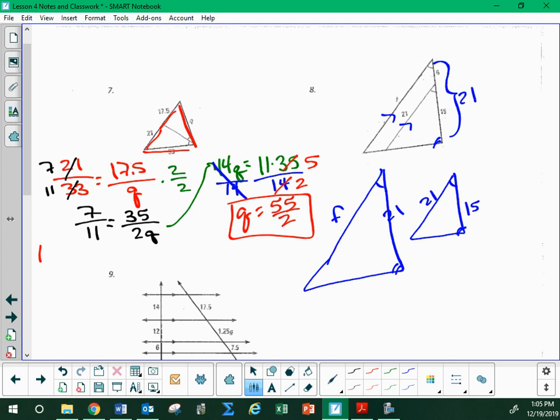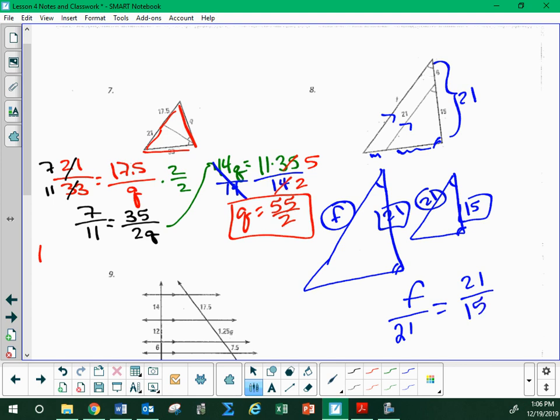So now when we set up our proportion, I'm going to go F to 21. Miss Margaret, can we not do side splitter because we don't know that they're parallel? Well, we could show that they're parallel by corresponding. If they gave us these values right here, then yeah, you can do side splitter. Okay, so I'm going to go F to 21 equals 21 to 14.